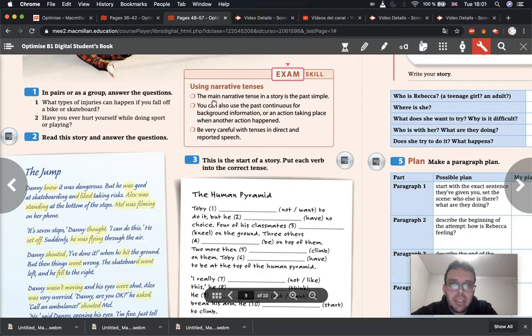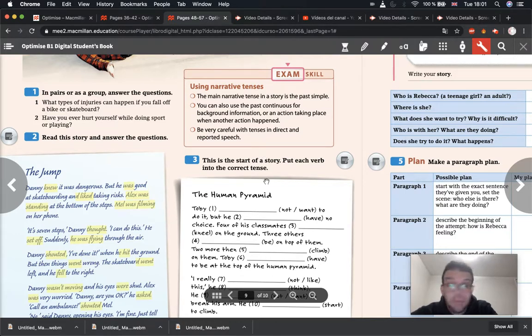Let's have a look at what it says here. The main narrative tense in the story is past simple. You can use past continuous for background information or action taking place when another action happened. Be careful with tenses in direct and reported speech. Well, let's have a closer look.